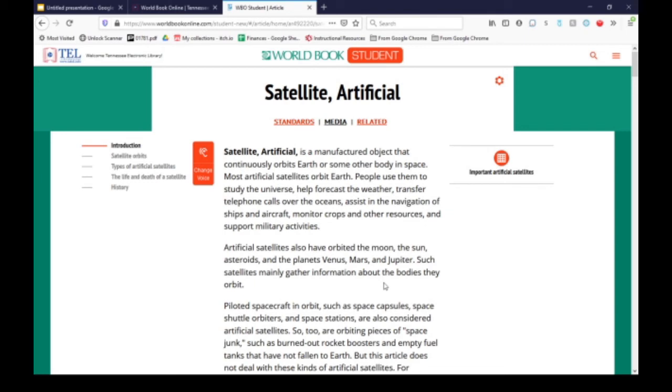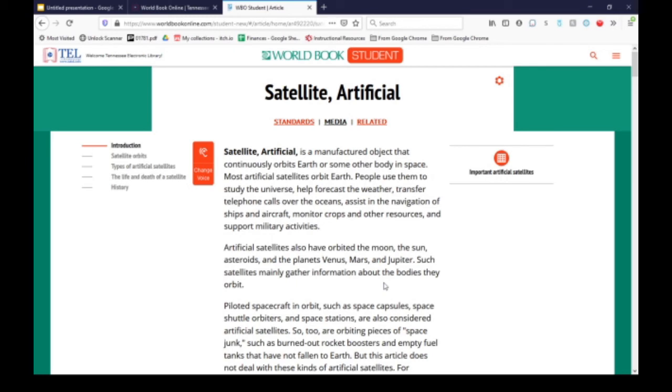We scroll down and we look for satellite artificial. Artificial just means created. If you see something that says artificial flavors, that means that's not a real apple that they put into your apple juice. They made some kind of funky powder that was tested, and people said, yeah, this tastes enough like apple, and they're using that instead as a flavoring. It's made up. Doesn't mean it's bad for you, just it was made in the lab. It was created artificially, created by people, right? So an artificial satellite is a manufactured, created object that continuously orbits Earth or some other body in space. Okay.